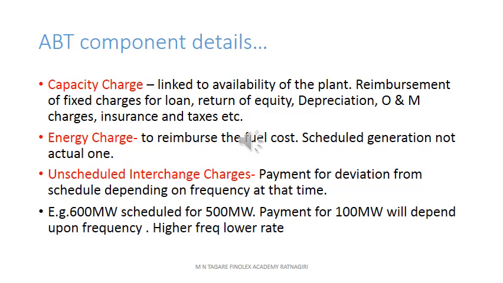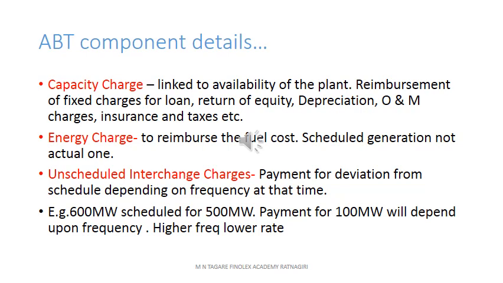Maybe, let us say, the scheduled rate is 2 rupees. If the frequency is high, you may get 10 paisa for that 100 megawatt. But if the frequency is, let us say, 49, you may get 5 rupees for that, because the grid needs it. Otherwise there will be a collapse, or one has to go for load shedding.